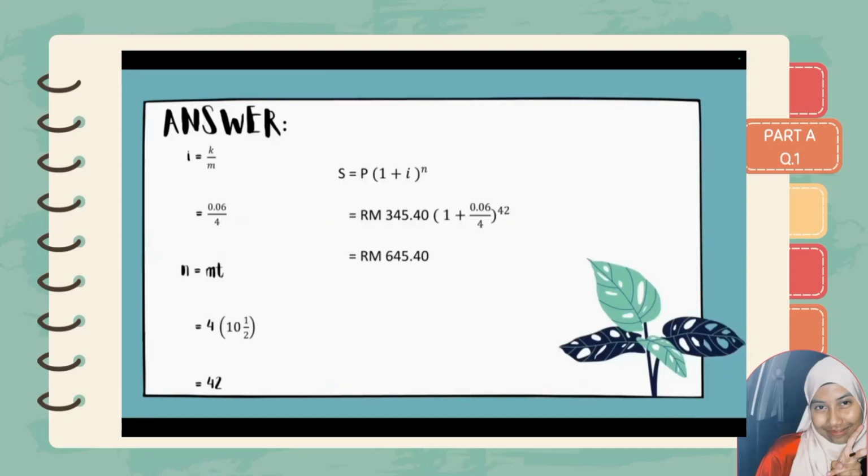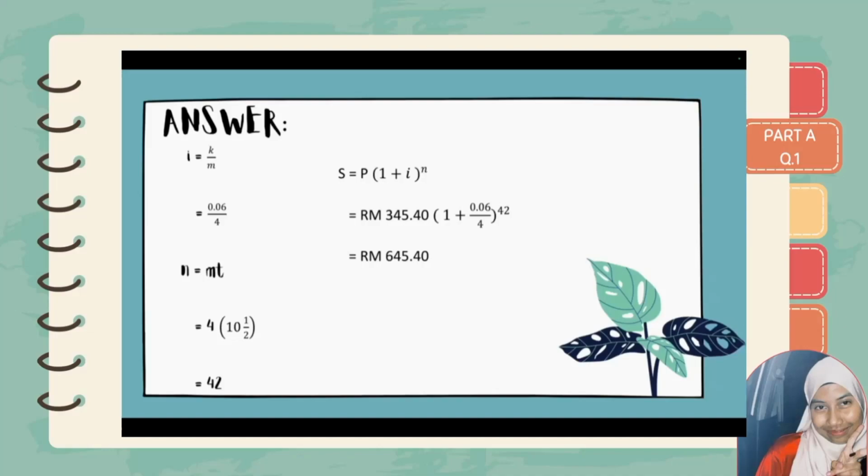To get the answer, we must use the formula S equal to P times (1 plus i) power n. Before that, we must find the value of i and n. To get the value of i, we use the formula i equal to k over m, where k is the nominal rate, so k is 0.06, and m is the number of times interest is calculated in a year, so 0.06 over 4, because it is compounded quarterly. Next, n equal to mt, which is 4 times 10 1/2, and then we get the answer 42.